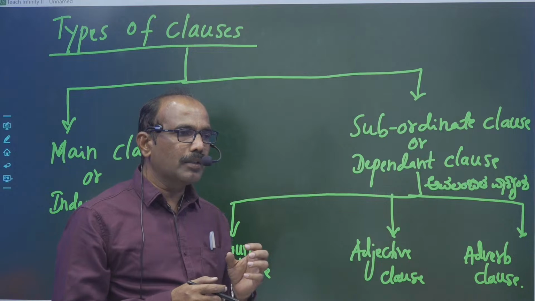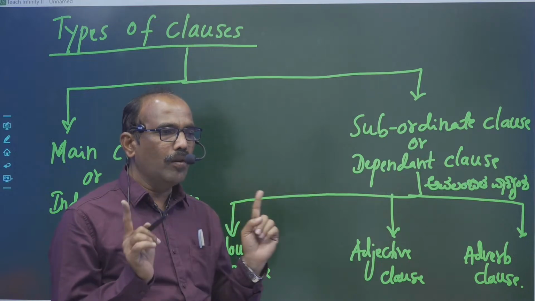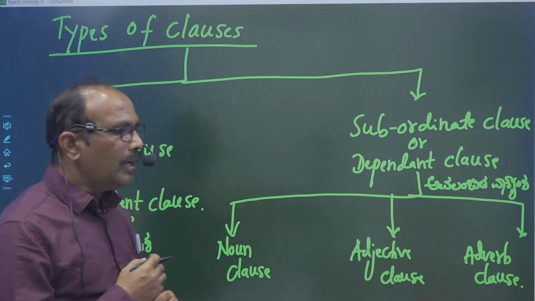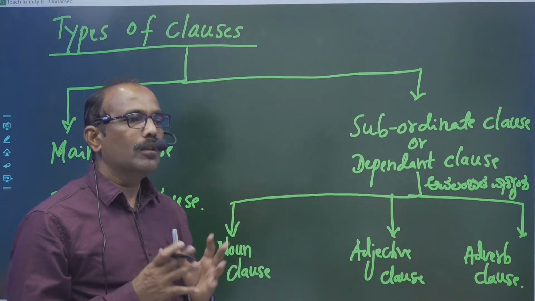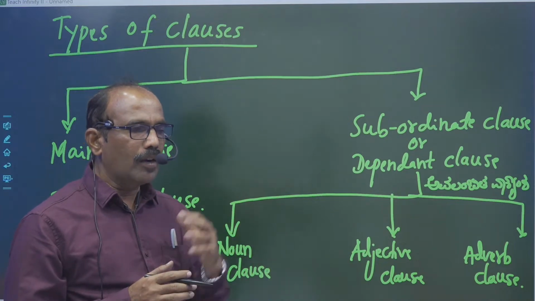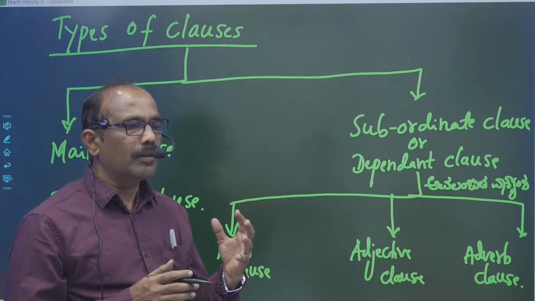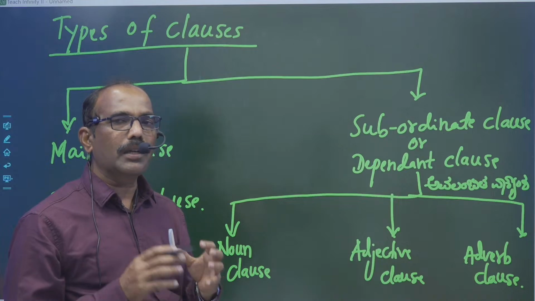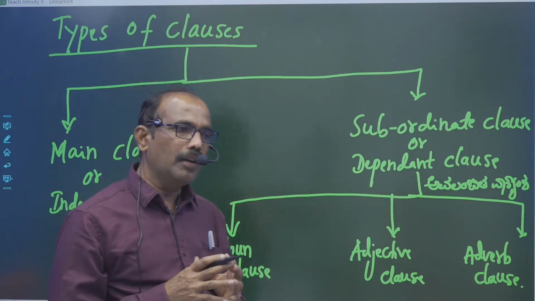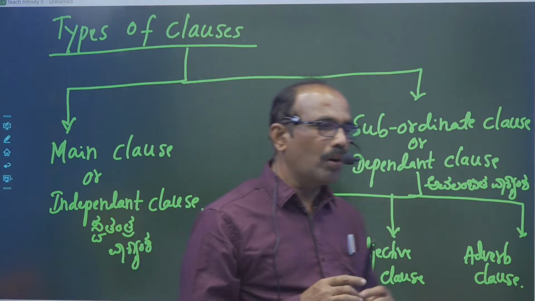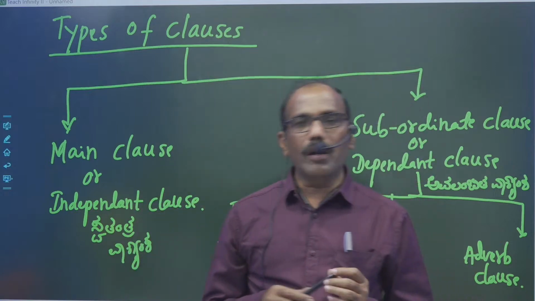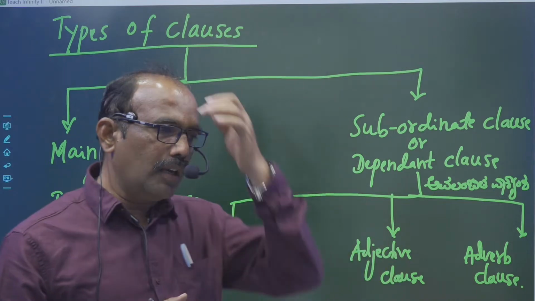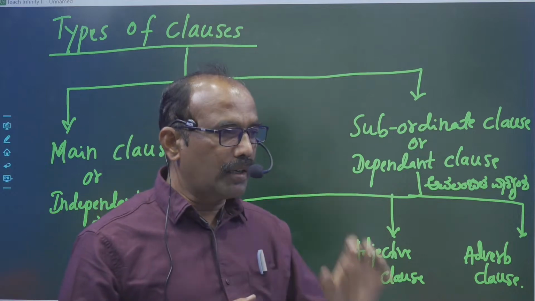Compound sentence means there are two main clauses, and they are connected with coordinating conjunctions. Coordinating conjunctions always connect two clauses of the same rank. It means two independent clauses. The conjunctions that help to connect two independent clauses are called coordinating conjunctions. If two main clauses are connected by coordinating conjunctions, they are called compound sentences.